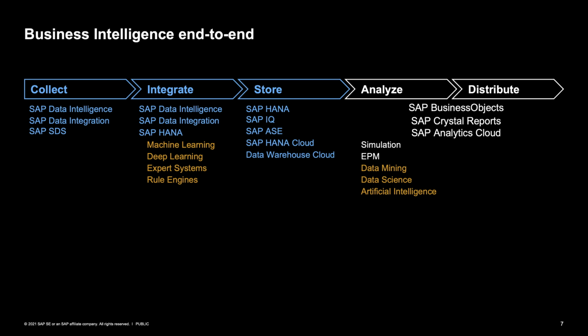SAP Business Objects cover reporting and analysis. SAP Crystal Reports cover reporting, and SAP Analytics Cloud covers the top 6 topics for both analyze and distribute, almost on its own. That's what we really can call integration. Of course, solutions such as SAP BPC, SAP Financial Consolidation, and SAP PAPM cover the last 2 steps from a more financial business point of view.